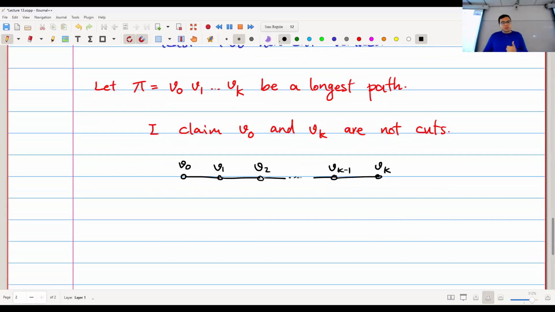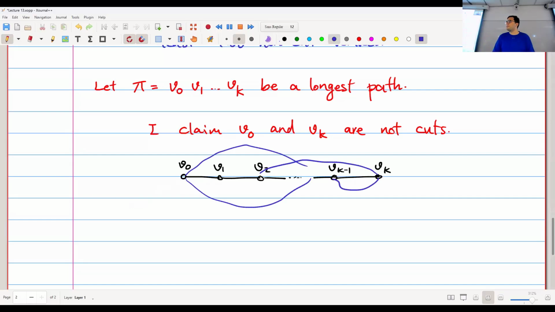So every neighbor of V0 has to already be in this path. Because if V0 has a neighbor that is not in this path, I can add it to this path and I can get a longer path. So V0 might have a lot of edges coming out of it, but all of those edges are connecting it to other vertices in the same path. And I can say the same thing for Vk. If Vk has a neighbor that is outside of this path, I'll get a longer path. So all the neighbors of Vk are also in the same path.